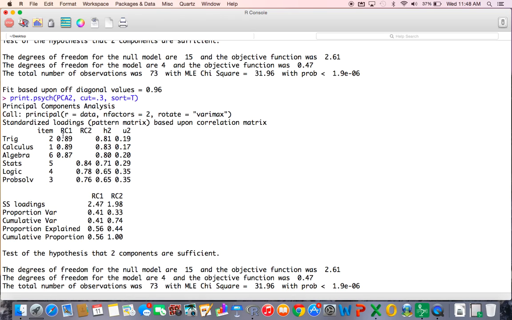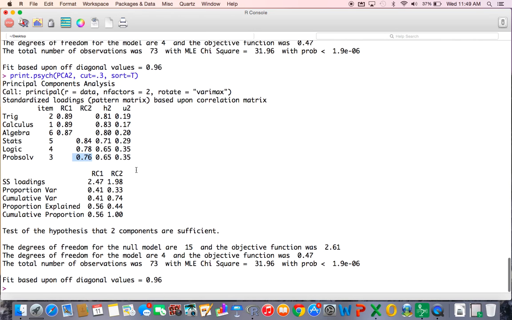So you can see that the variables that load highest on component 1 are trig, calculus, and algebra, and the ones that load on factor 2 are problem solving, logic, and statistics, and it sorts them from highest to lowest. So our communalities and our uniqueness still haven't changed. And notice that we're still right at 3/4, or 75%, of the variance explained.